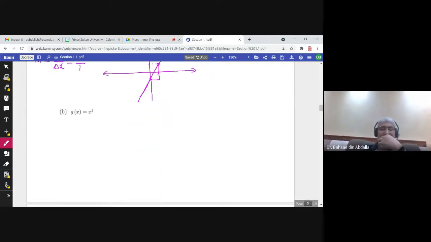Now, this is another function. This is the square function, the quadratic function, x squared. How to graph x squared? Well, we know that the graph of x squared is a parabola.